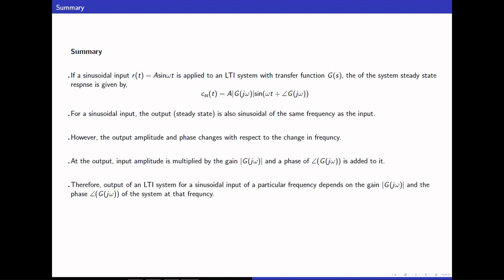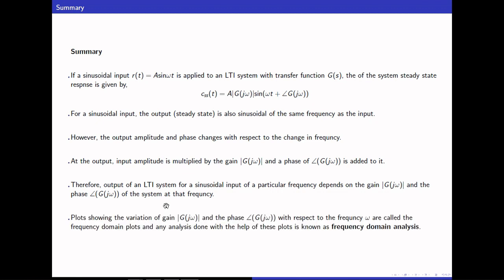Therefore, the output of an LTI system for a sinusoidal input of a particular frequency depends on the gain G of j omega and the phase of the system at that frequency. And also, to understand the system performance, it is sufficient to plot how these quantities, G of j omega magnitude and phase, vary with respect to frequency. Those plots are what we call frequency domain plots, and any analysis done with these plots is known as the frequency domain analysis.